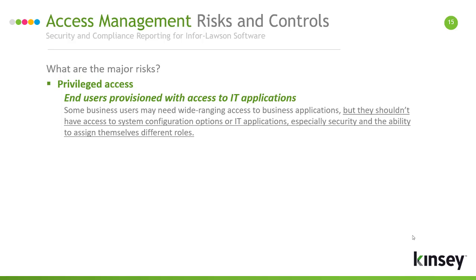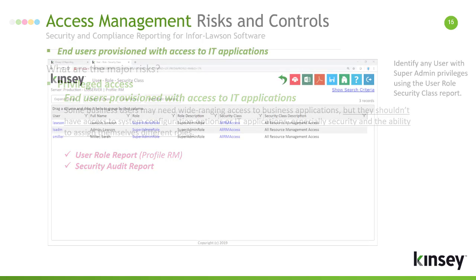So then let's look at privileged access. So this is where end users provision with access to IT applications. So we don't want a regular user to be able to get in and change security, right? That wouldn't make much sense. So we have to see who has all this privilege. So what we're going to do is we're going to look at a user role report and a security audit report. So what we have to track is, do we have any users that are a super admin role? And do we have any users that can get in and actually make changes to security? So we don't want that to happen.